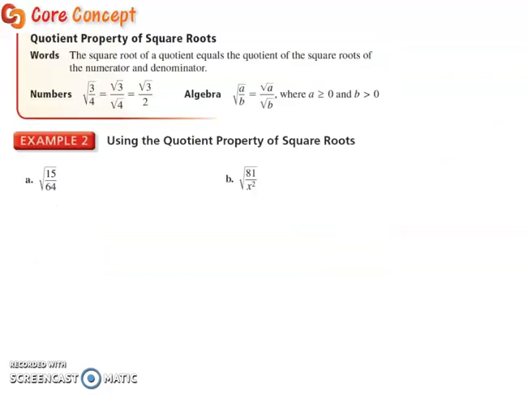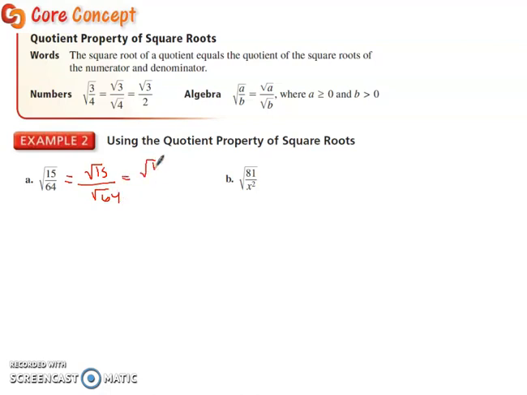Part 2. In example 2, we're going to be talking about the quotient property of square roots. Just like with multiplication, we can split up a radical with division. So what we're going to do is square root the top and the bottom separately. So here I'll have the square root of 15 over the square root of 64.